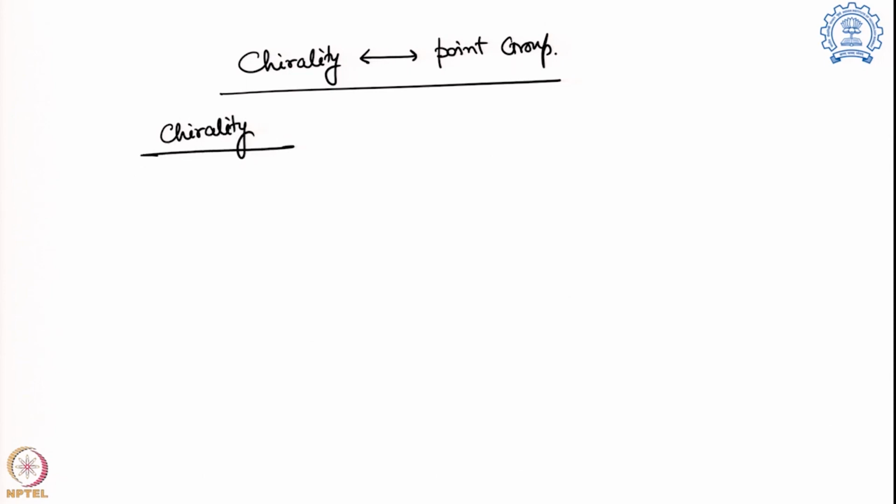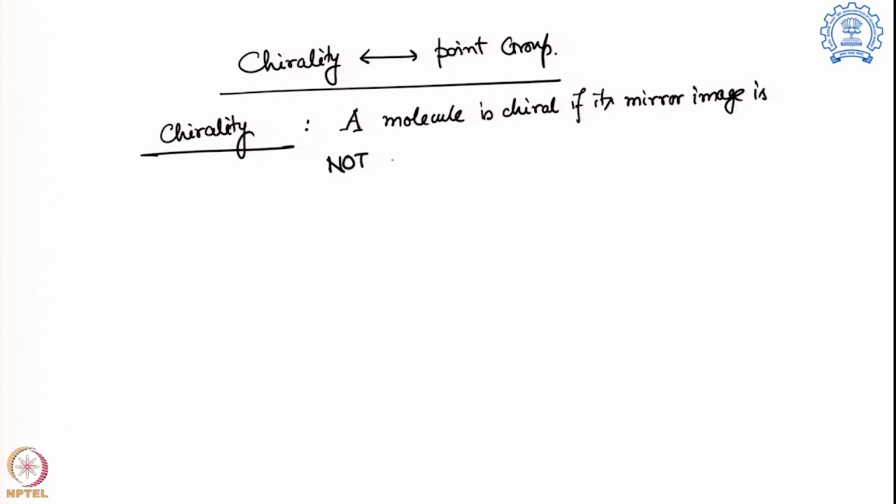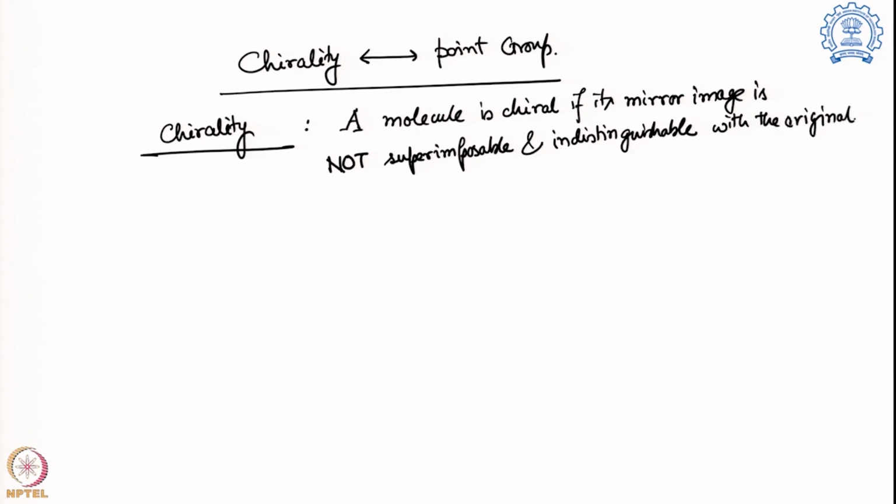So, if we ask what is chirality, we say a molecule is chiral if its mirror image is not superimposable and indistinguishable with the original molecule.